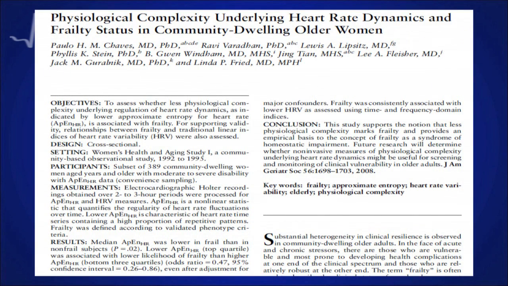So there was actually a study published a few years ago, and they wanted to take a look at the relationship of this physiologic complexity which we have underlying heart rate dynamics and frailty status in community dwelling older women. So their conclusion was that there is some connection between this heart rate variability and frailty, that people who are more frail have less heart rate variability, or less complexity of that.